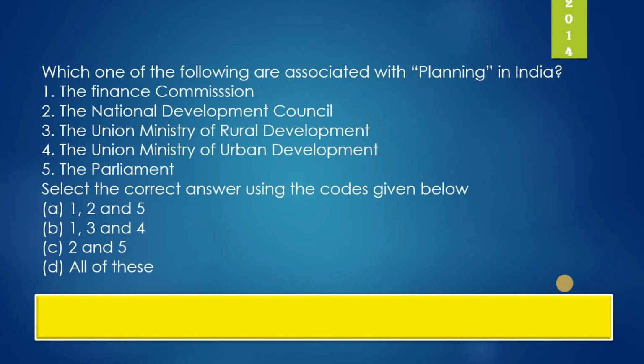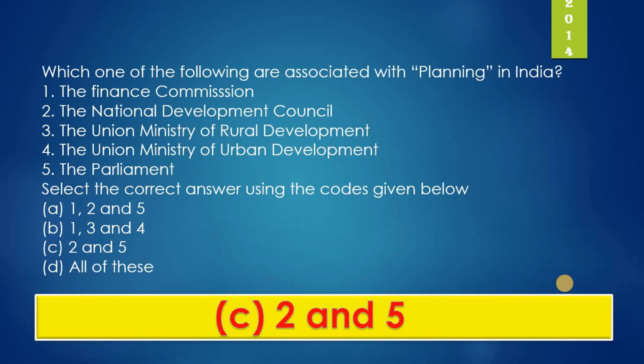Next question. Which of the following are associated with planning in India? The options are the Finance Commission, the National Development Council, the Union Ministry of Rural Development, the Union Ministry of Urban Development, or the Parliament. The codes given are 1, 2 and 5; 1, 3 and 4; 2 and 5; or all of these. So the answer is option number C, that is 2 and 5. Basically the National Development Council and the Parliament are associated with planning in India.